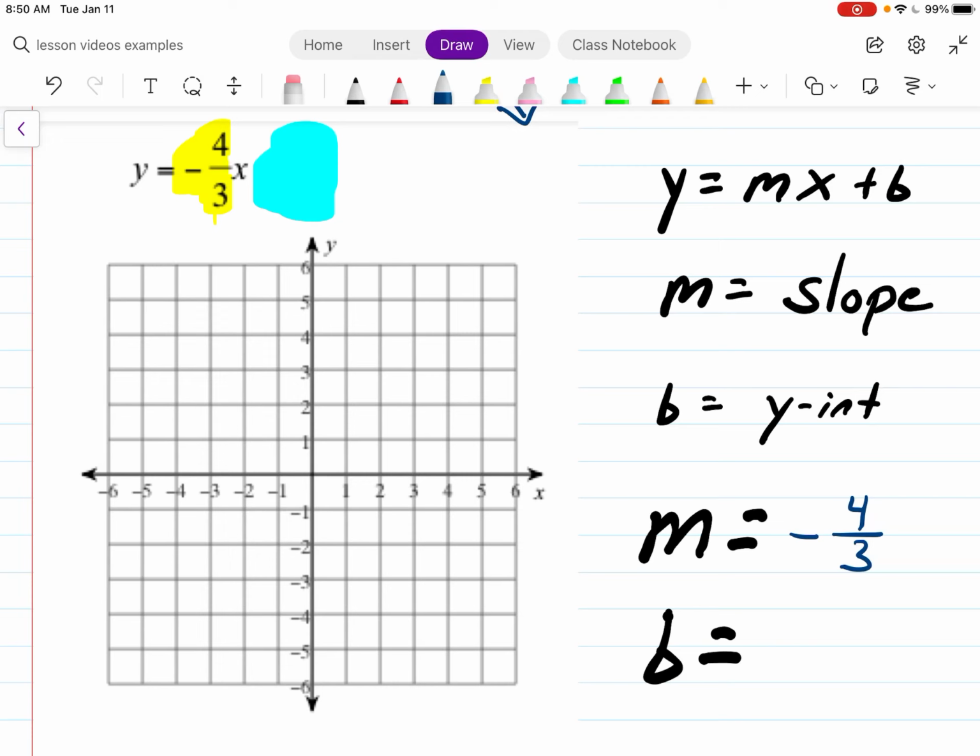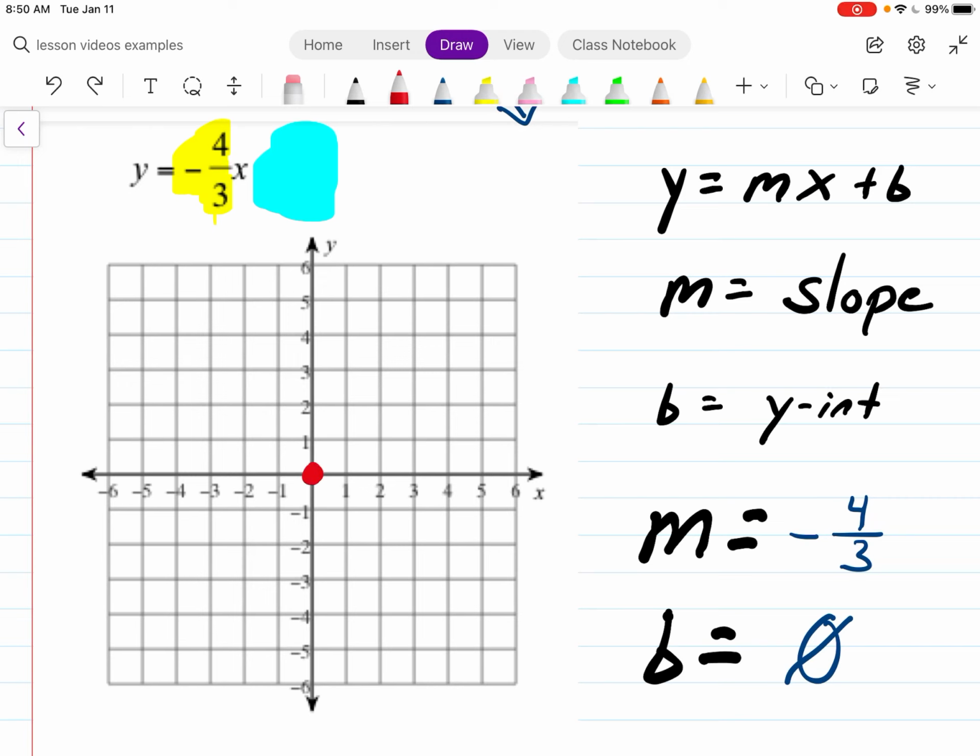So if there is nothing that follows x, that means your y-intercept is 0. So that would be the same as negative 4 over 3x plus 0. But in this case, we don't have a plus 0 there. We just have nothing, so the y-intercept will be 0. Meaning, this is the only time that the origin of a coordinate plane would be your starting point.